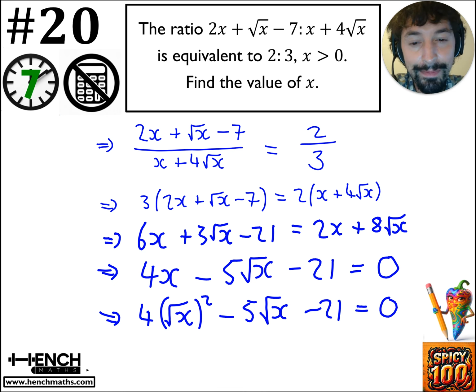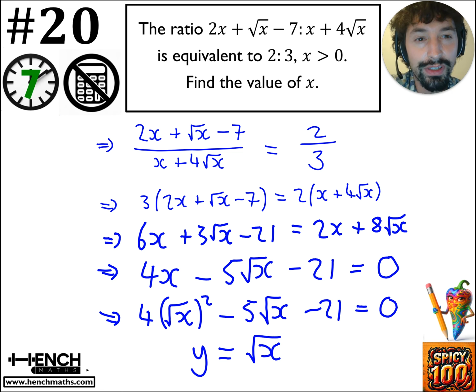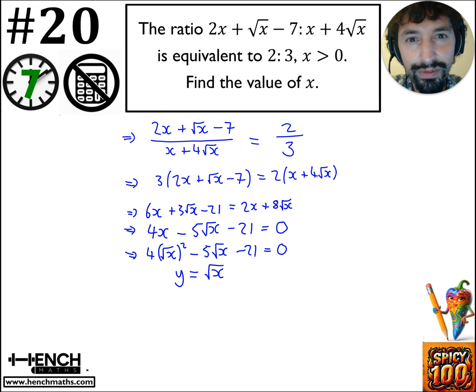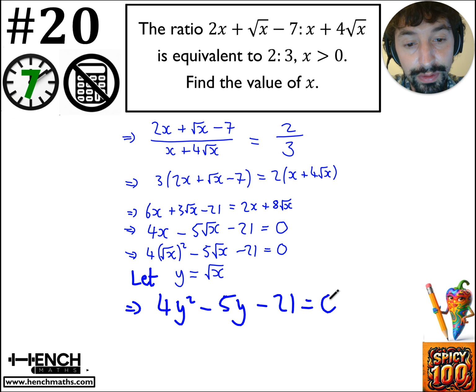So if we did a simple substitution, for example, if I said, okay, well, let y equal root x, what that will do is allow us to transform this into a quadratic equation that might look a bit more familiar to us. So let's do that next. Effectively, we're going to let y equal root x. So that's going to transform our equation into 4y squared minus 5y minus 21 equals 0.